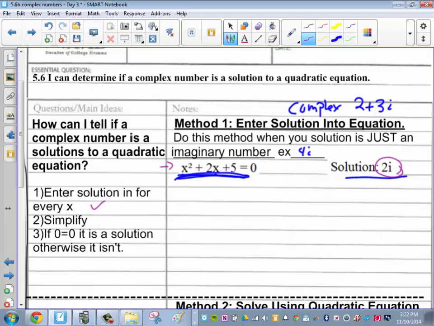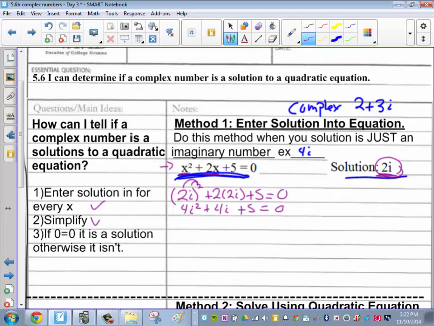So let's do that. We're going to take this 2i, put it in for every x over here and here. So I'm going to put it there and there. So I got 2i squared plus 2 times 2i. That's for this part, plus 5. Okay, so I just entered it in. Next step, we got to simplify this. Well, it's doable. So I got 2i squared, that's 4i squared, if I simplify that out, because I distribute the 2 to the i and the 2. And then I got 2 times 2i, which is 4i plus 5.